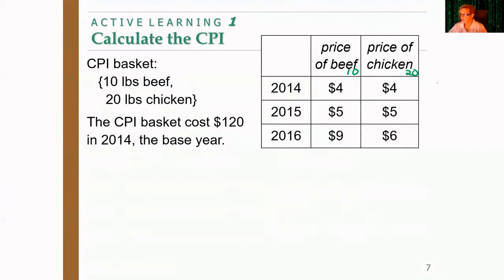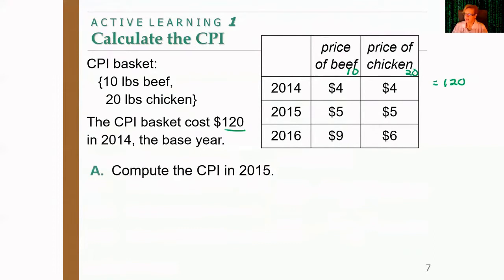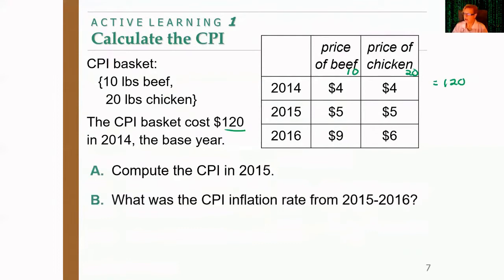It did it for me for the first year, which is nice, because the basket cost 120 in the base year. So 120. And then it says compute the CPI in 2015. What's the inflation rate from 2015 to 2016? So the easiest way to start is just to do the basket's cost for each year.